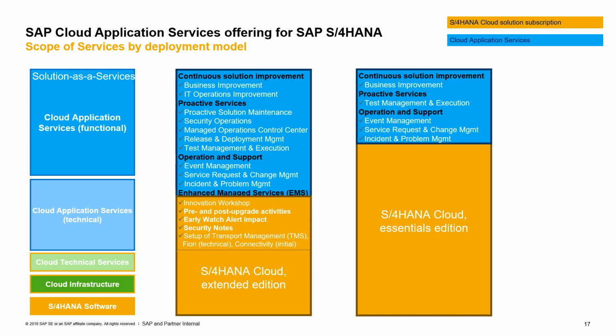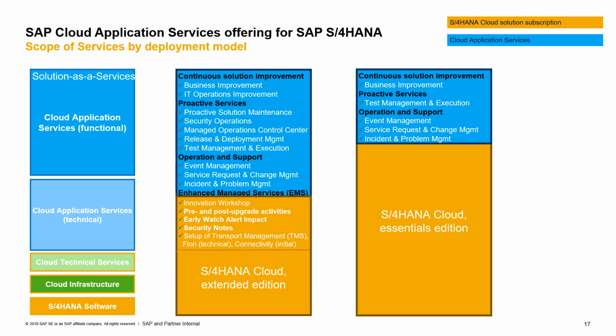Then we take a look at SAP S/4HANA Cloud Extended Edition in the middle, and we take a look at the services that are provided. So this option provides the S/4HANA software, the cloud infrastructure, all of the cloud technical services right up to the application level, and additional proactive EMS services, which include once-off setup services as well as recurring services to ensure system health, such as applying security notes, recommendations from EarlyWatch reports, and pre- and post-upgrade activities.